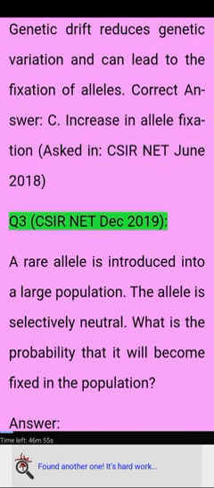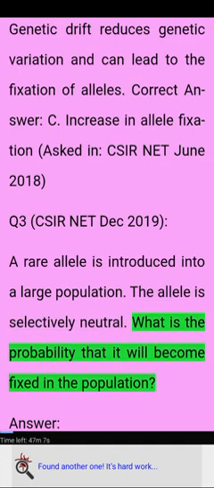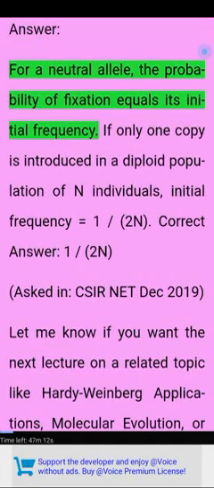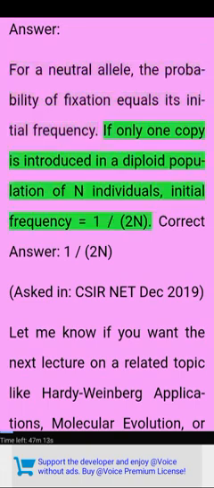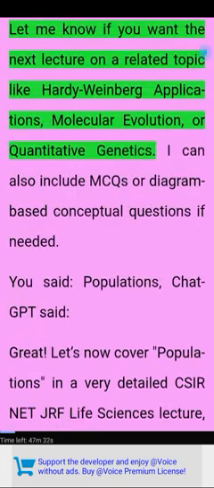Q3, CSIR NET December 2019. A rare allele is introduced into a large population. The allele is selectively neutral. What is the probability that it will become fixed in the population? Answer. For a neutral allele, the probability of fixation equals its initial frequency. If only one copy is introduced in a diploid population of N individuals, initial frequency equals 1 over 2N. Correct answer: 1/2N. Asked in CSIR NET December 2019.